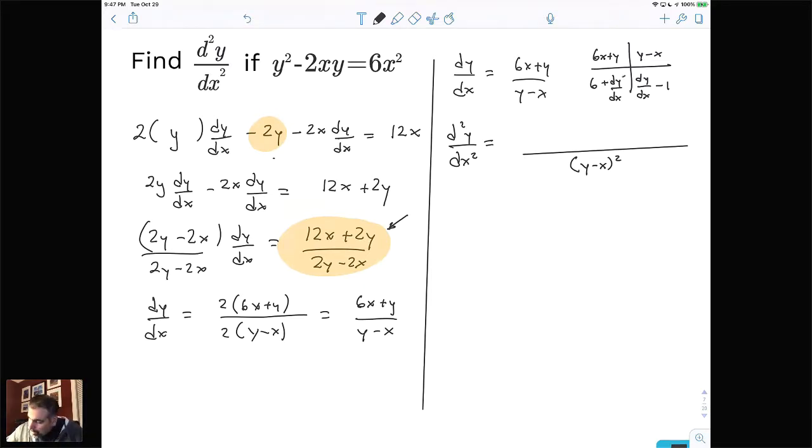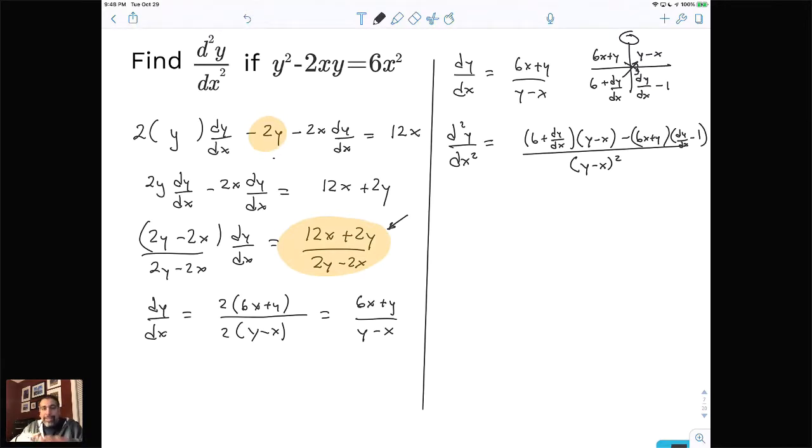And now I actually do this crisscross idea again. So it's going to be 6 plus dy over dx, times y minus x. And then because it's the quotient rule, I get a minus. And now I'm going to go the other way, and I'm going to get 6x plus y, times dy over dx minus 1. Hope everyone can read that okay. So I have correctly taken this derivative.